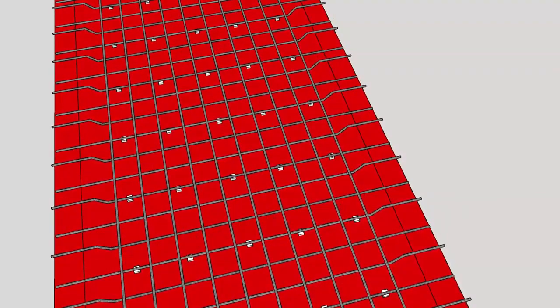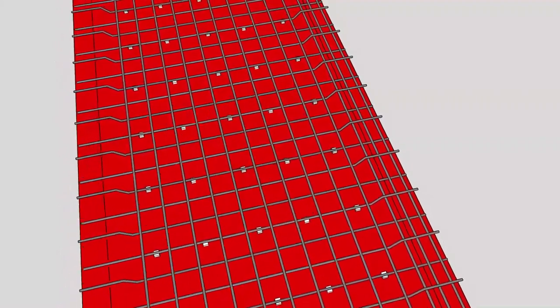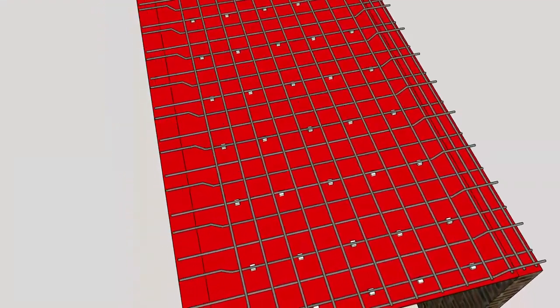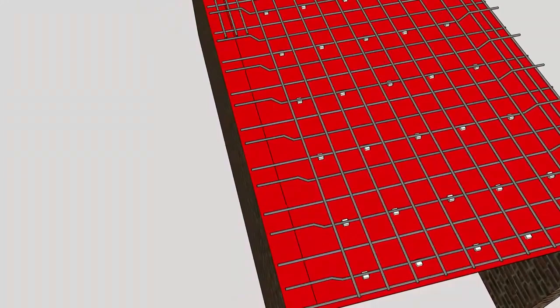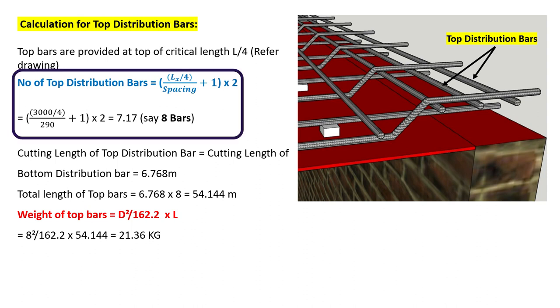Now, let's do the calculation for top distribution bars. These bars are provided at top of critical length, which is given as per the drawing, and this length is usually taken as L by 4, where L is the shorter span of the slab. The number of top distribution bars is given by the formula Lx upon 4 upon spacing plus 1 into 2.